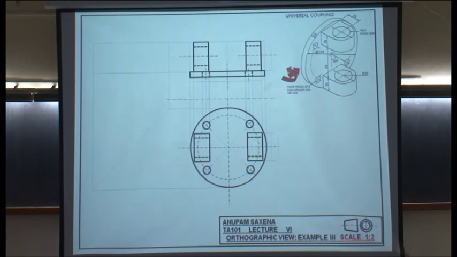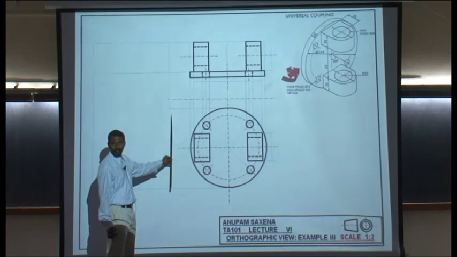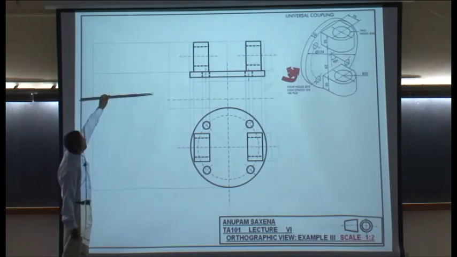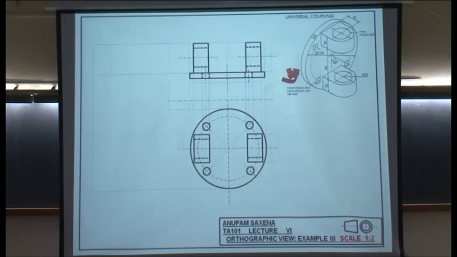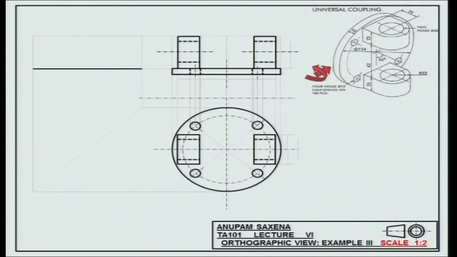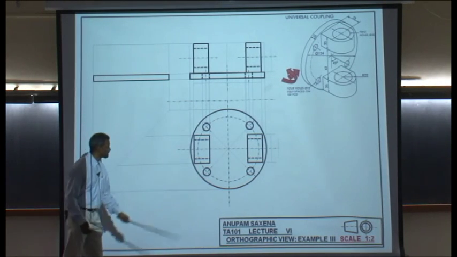Why? Because this dimension has to be equal to this dimension, right? Once you have the bounding box ready in the profile view, start drawing. A disk will again look like a rectangle. Get the projections from these, if I may call, flanges.